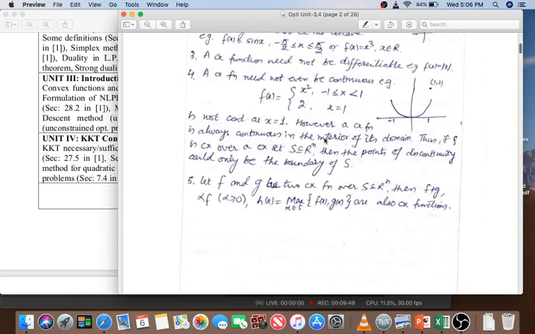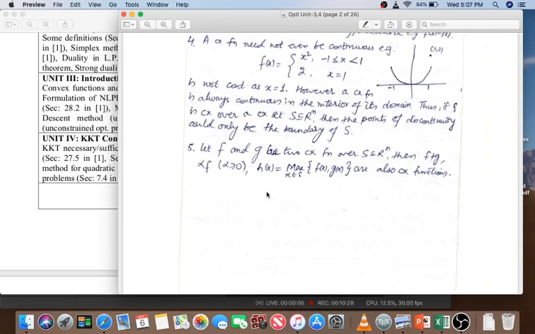However, this is an important thing: a convex function is always continuous in the interior of its domain. If you take a domain, in its interior it will always be continuous, meaning the continuity can break only at the boundary points. Like here, this one is the boundary point. Thus, if f is convex over a convex set S, a subset of Rⁿ, the points of discontinuity could only be on the boundary of S, not the interior. In the interior, a convex function is always continuous.